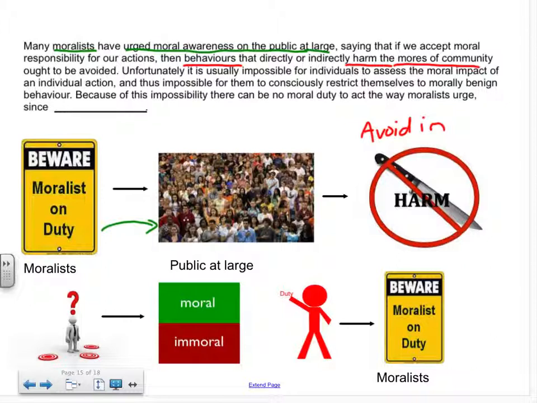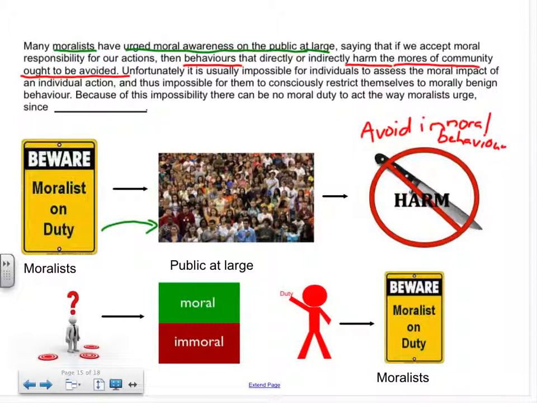Behaviors that harm the morals of the community ought to be avoided. And I just wrote to summarize, we should be avoiding immoral behavior. The second part, unfortunately, it is usually impossible for individuals to assess the moral impact of an individual action.